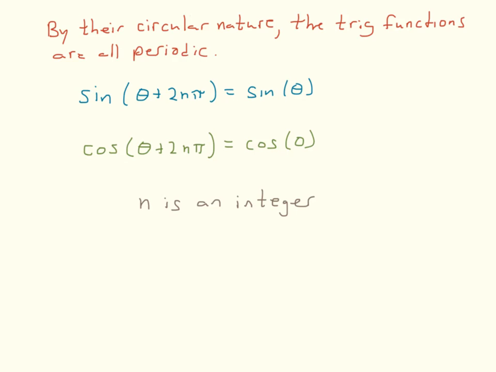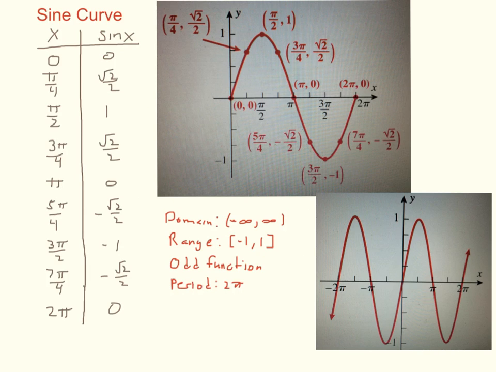Now, the fundamental period of both of these functions, because the smallest that it could happen would be when n is 1, for both of these is equal to 2 pi. So that is the fundamental period that we work with for sine and cosine functions. Now let's look at the graph of the sine. We'll start with the sine curve and then we'll look at the cosine curve.